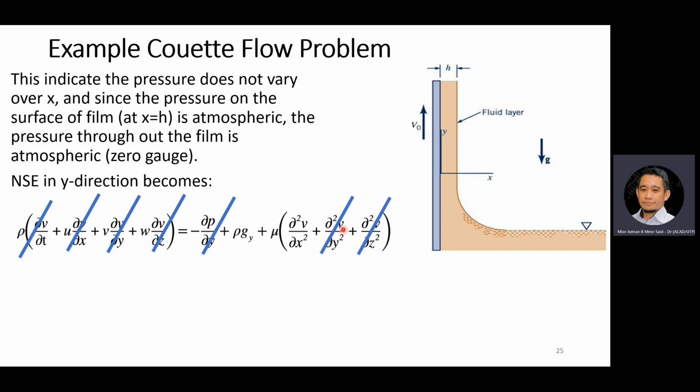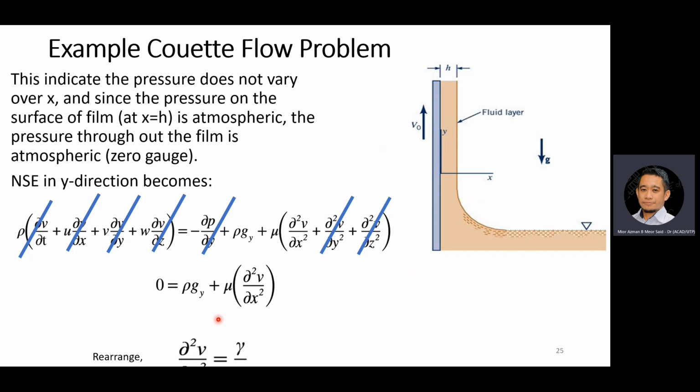So there is no velocity change in the y direction, because velocity will change with respect to x, right? And no velocity change in the z direction either. So that's why those terms become 0. We are just left with two terms here, and this is familiar to you, a linear differential equation.